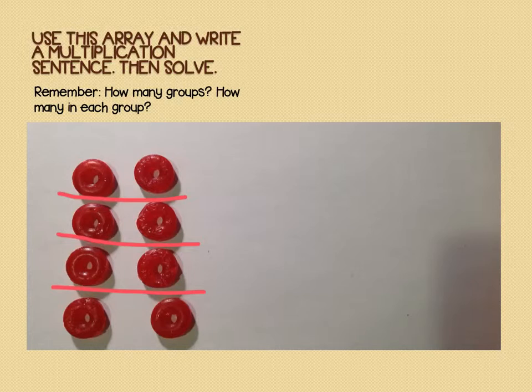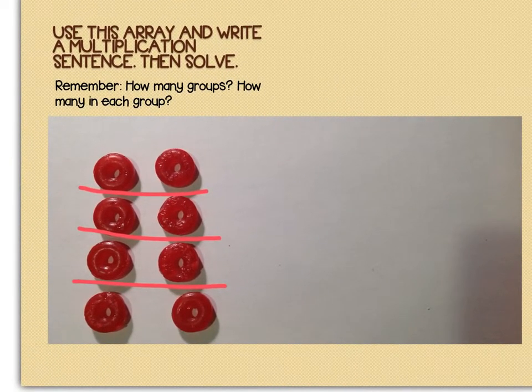All right, let's do our first factor. How many groups did we have? We had 4 groups. 4 groups of 2. 4 groups of 2 is equal to the product 8.